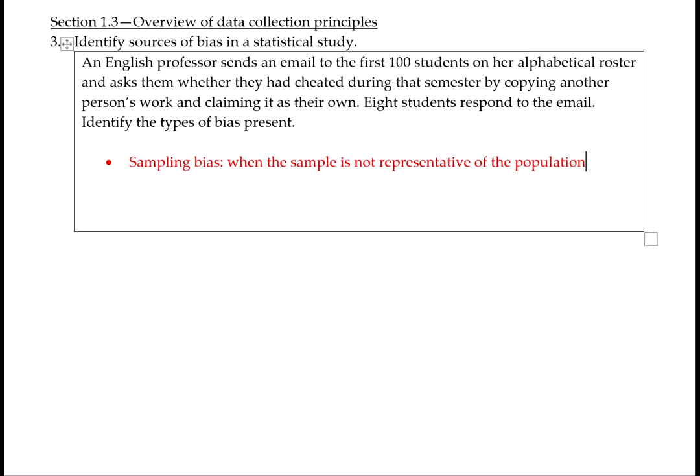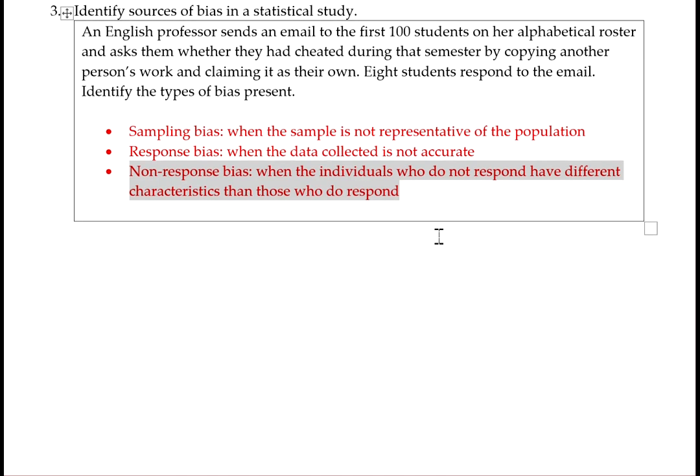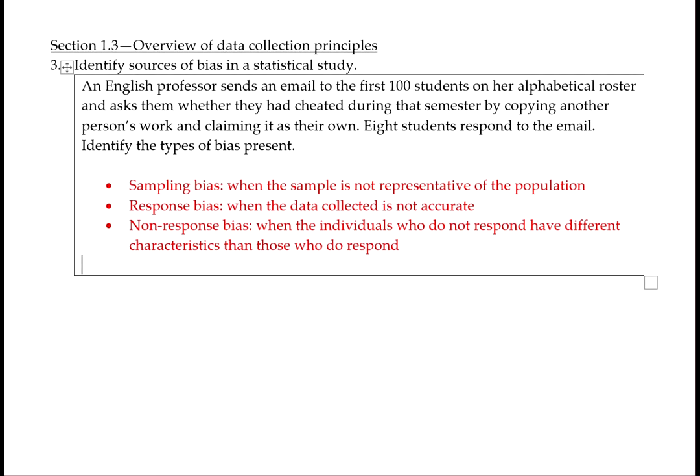The next kind of bias is called response bias, which happens when the data collected are not accurate. And then the third type of bias is non-response bias. This happens when the individuals who do respond have different characteristics than those who do not respond.